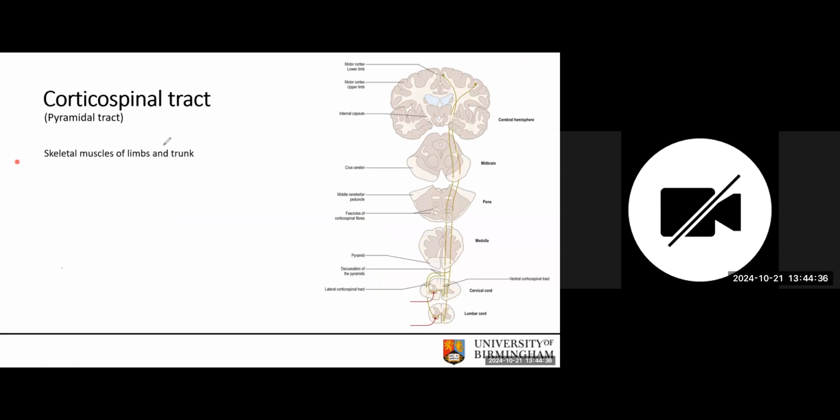And again, I'm putting these names so you can understand where they come from. Cortical, because it comes from the cortex. So we create this information and then it goes into the spinal cord and then the spinal nerve. This one will go to innervate the skeletal muscles of the limbs and the trunk.